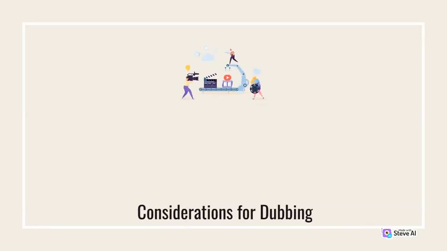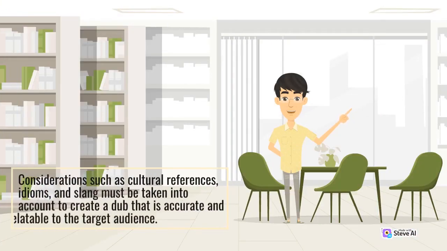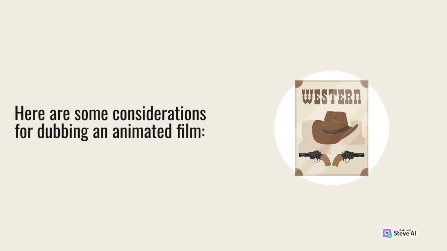Considerations for dubbing. Dubbing an animated film requires careful consideration of the cultural and linguistic differences between the original language and the target language. Considerations such as cultural references, idioms, and slang must be taken into account to create a dub that is accurate and relatable to the target audience. Here are some considerations for dubbing an animated film.